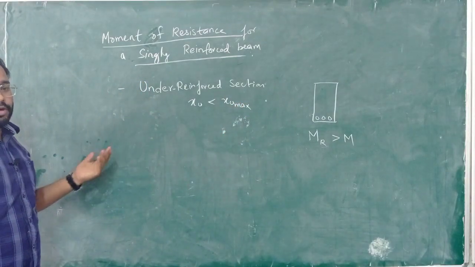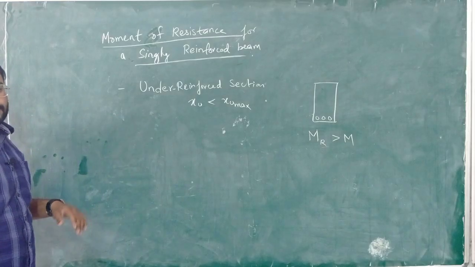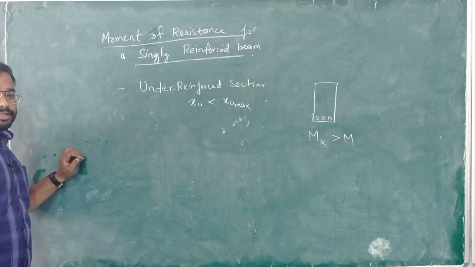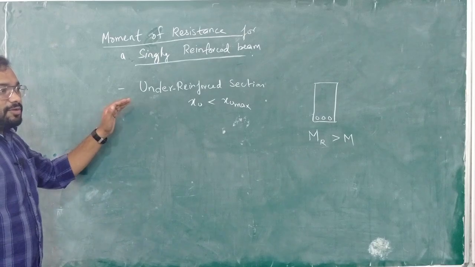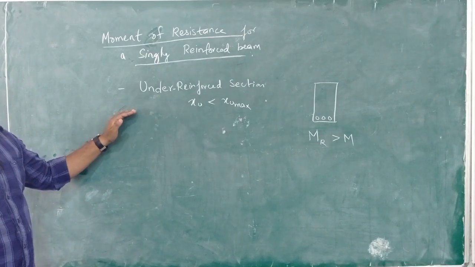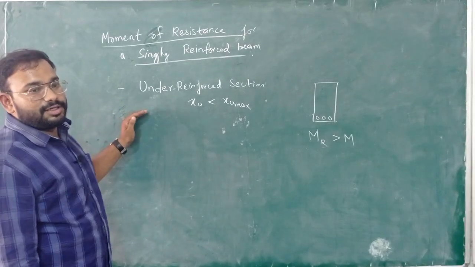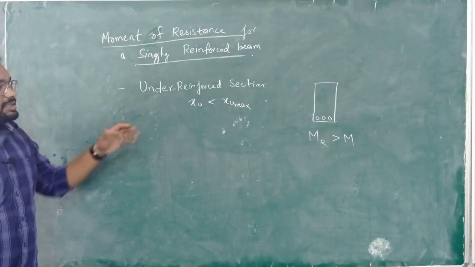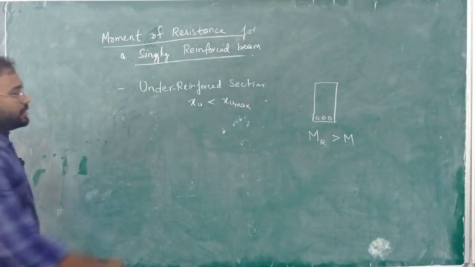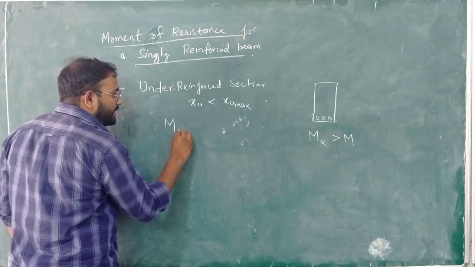Moment of resistance means what? It is defined as the capacity of section, how much moment it can carry. So today we will discuss how to calculate moment of resistance for a singly reinforced beam. Now again, you have three formulas here based on types of sections.